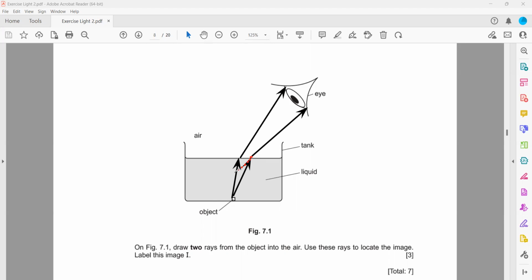As our brain senses light coming straight, this is the position where the object will appear. That's a new, apparent position. What kind of image is this? Real or virtual? Virtual.